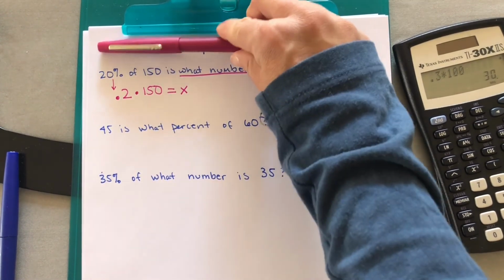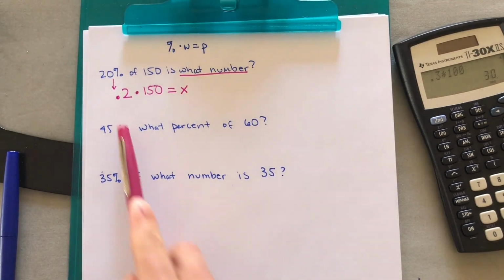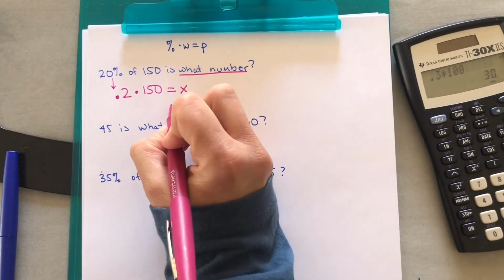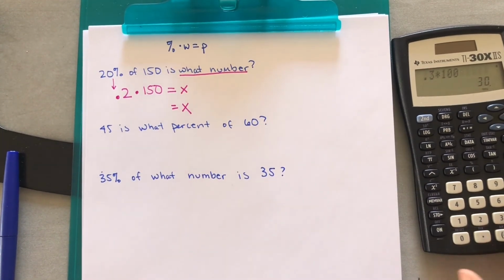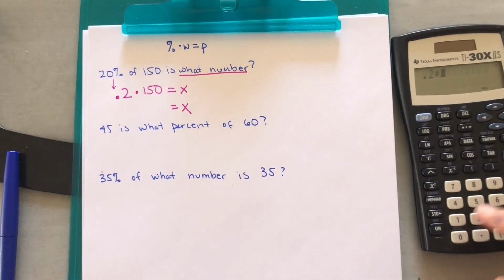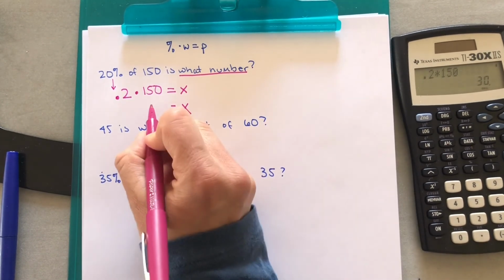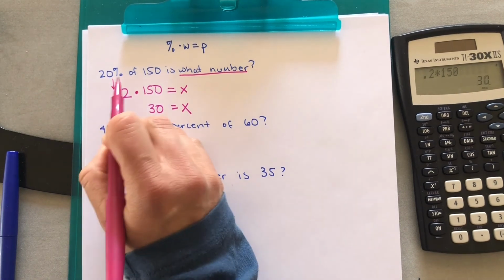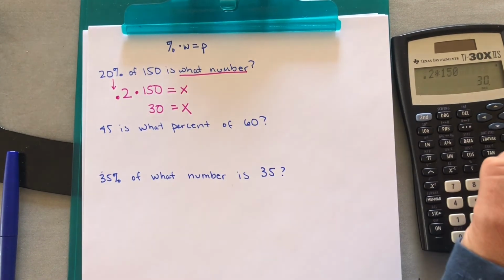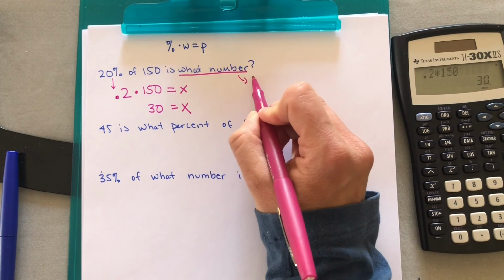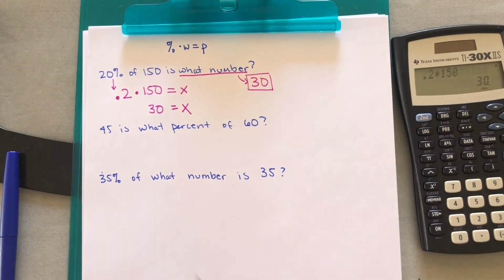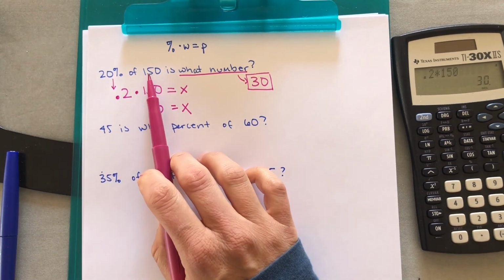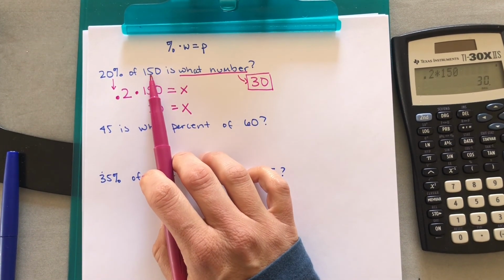But again, if I just directly translate that sentence, I actually get the equation. So now X is already by itself on that side of the equation, so all I have to do is evaluate that side, which would be 30. So 20% of 150 is 30. Is that a reasonable answer? Yes, because we're finding 20%, so the answer should be smaller than 150. And definitely less than half, which would be 75.